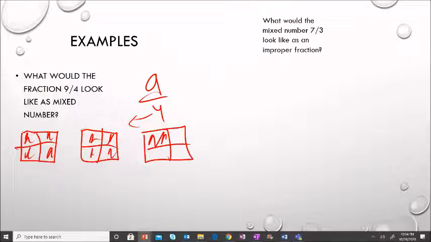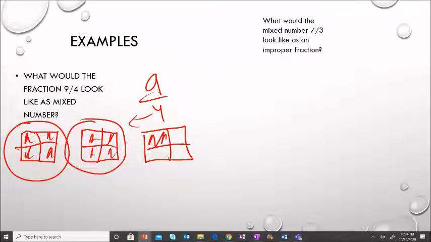Well, you have to ask yourself, how many wholes do you see? 1, 2. So for the mixed number, we got 2. And then we're going to get 1 over 4. We only have 1 colored in here, and our denominator stays the same. So that's another example of how we draw it out and figure it out with these blocks and shapes.